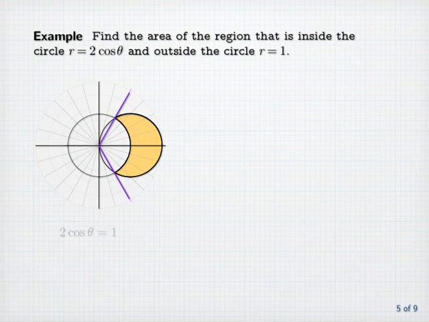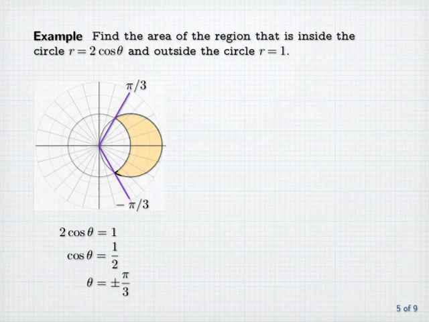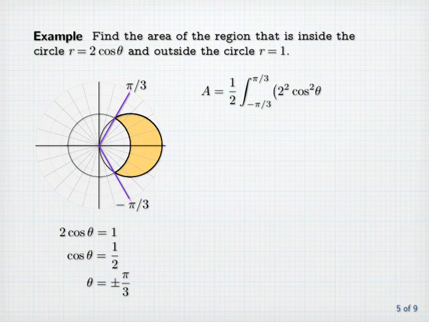So we set 2 cosine theta equal to 1, which is the same as cosine of theta equals 1/2. The solutions we want are plus and minus pi over 3, since it's clear that the region is swept out once as theta goes from minus pi over 3 to pi over 3. So the area of the region equals the integral from minus pi over 3 to pi over 3 of 1/2 times the square of 2 cosine theta minus 1 squared d theta.